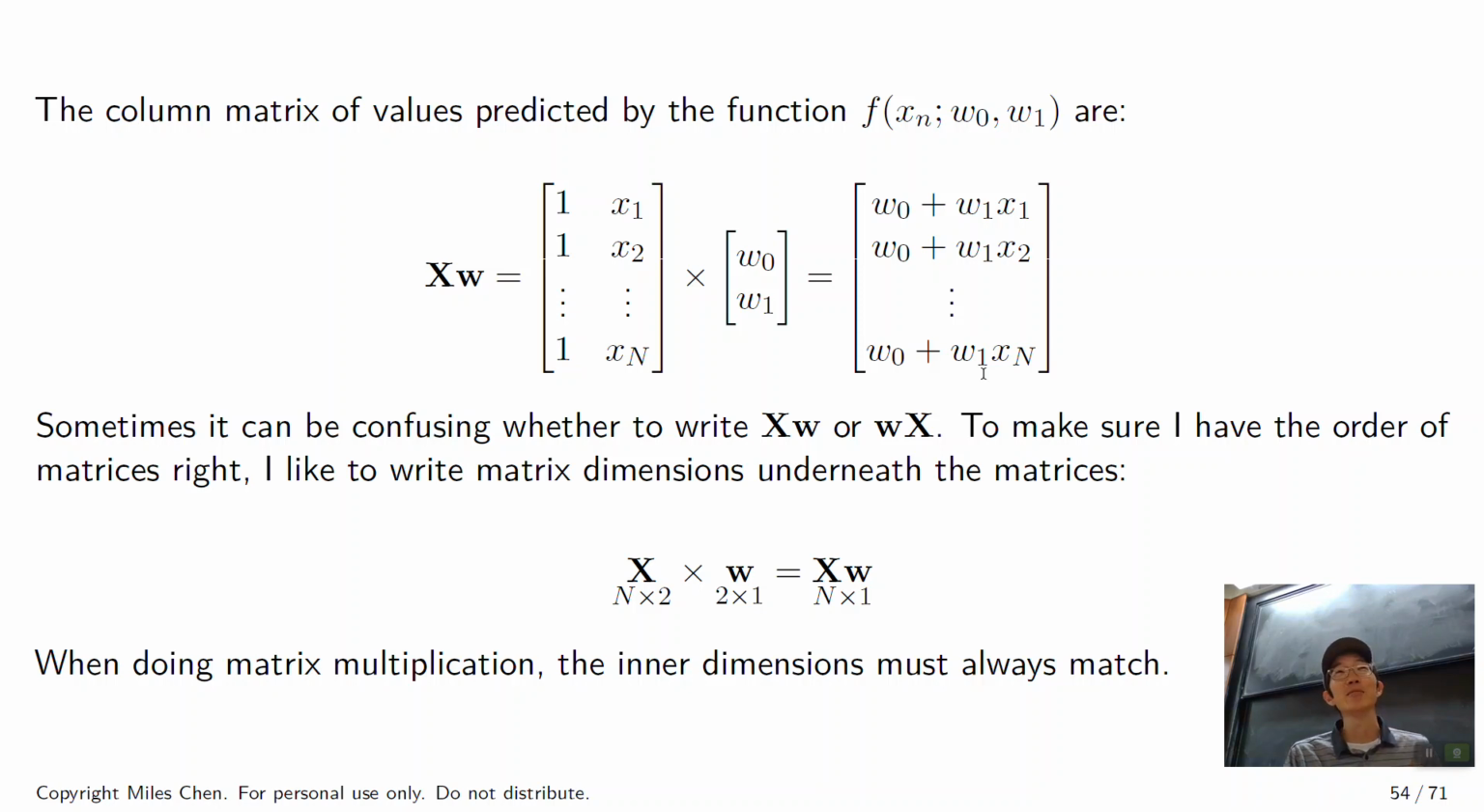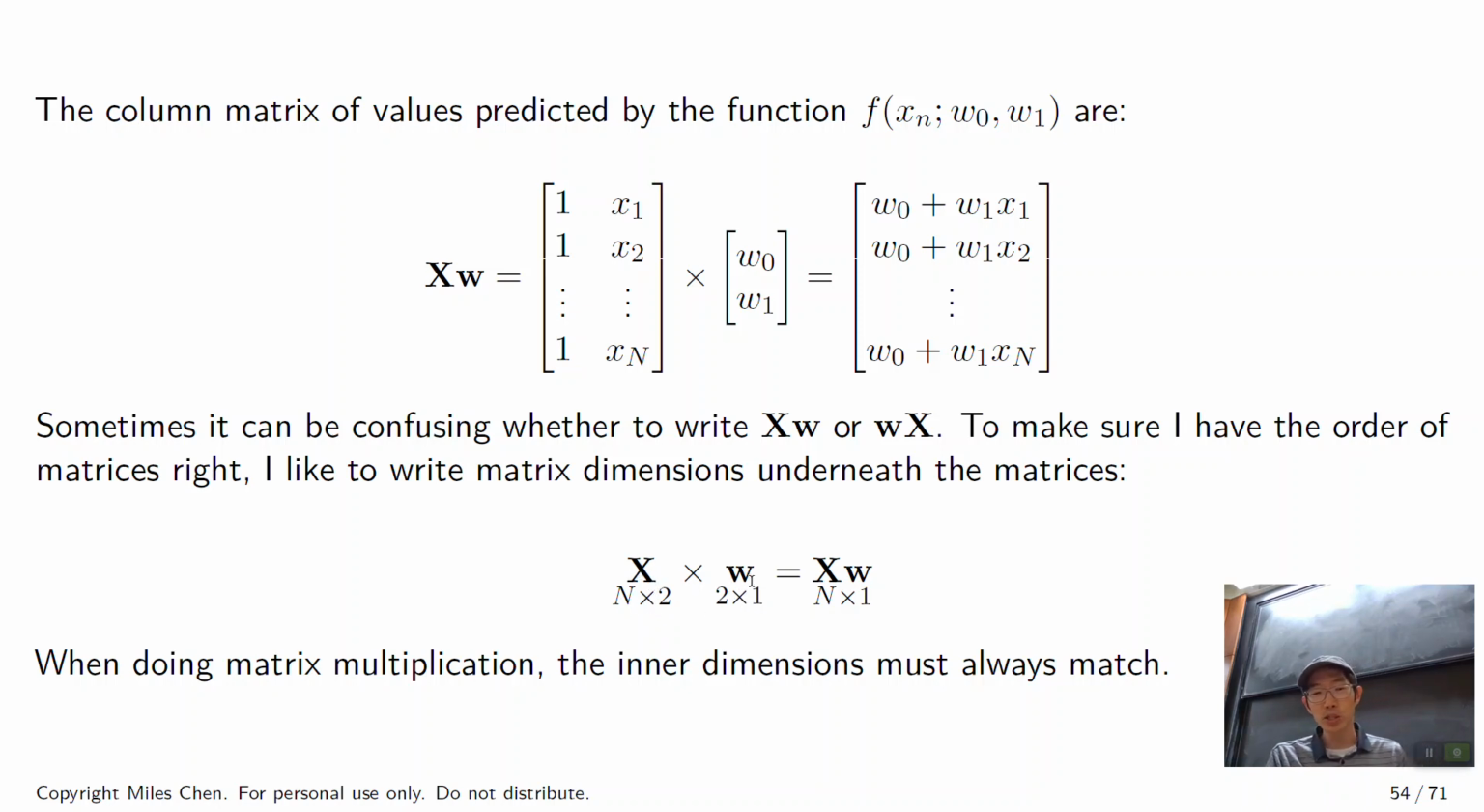Sometimes, because elsewhere in regular algebra, x times w is the same thing as w times x, but it's not the case in linear algebra. You can't just switch the order of these matrices, right? That should have been hammered into you in your linear algebra class. So I think it's very helpful to write the dimensions of your matrices underneath them, so you can make sure that your multiplication aligns. So x is n by 2, n rows, 2 columns.